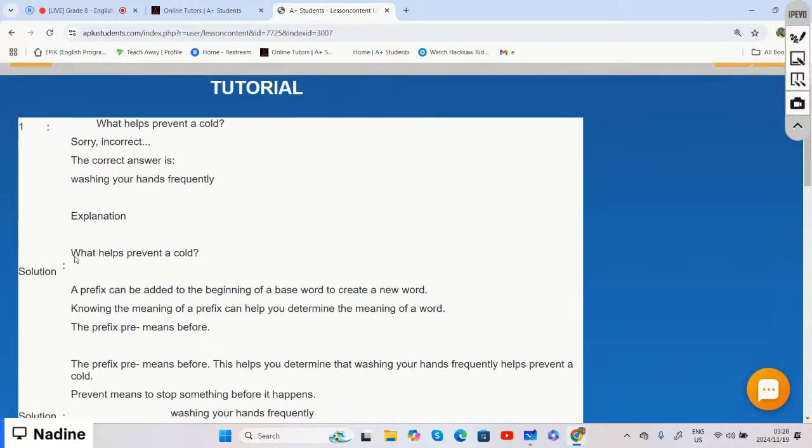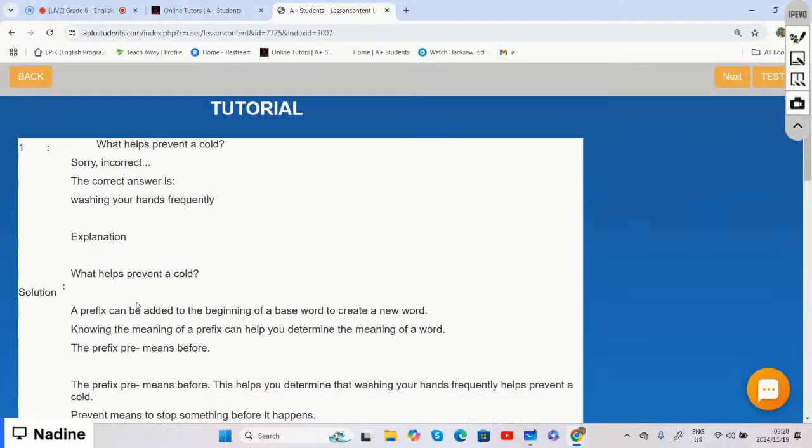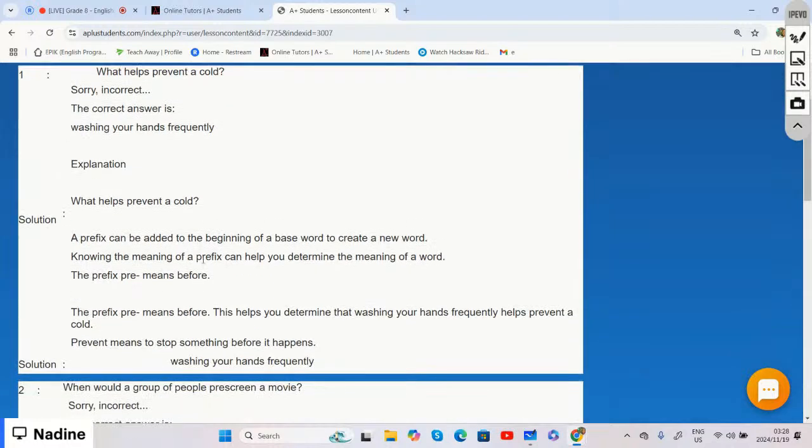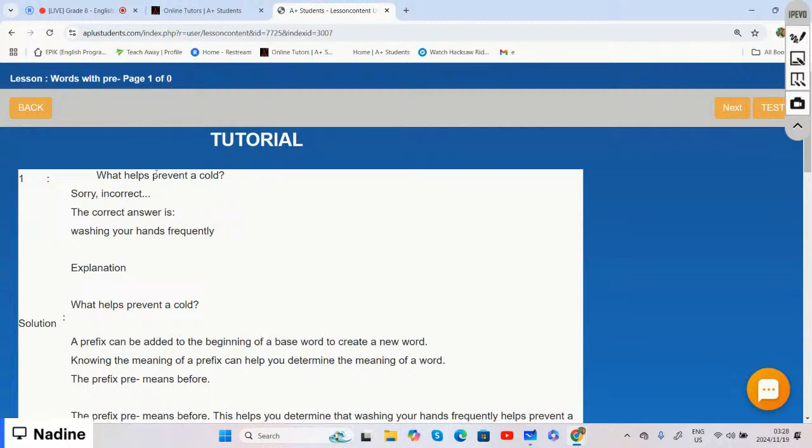All right. It says we already went over what a prefix is. It means before. Now it says, what helps prevent a cold? Prevent. So what helps prevent a cold? Things that you must do before getting a cold.